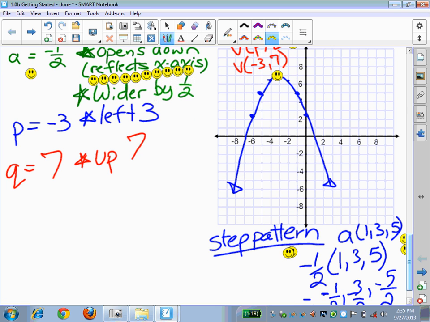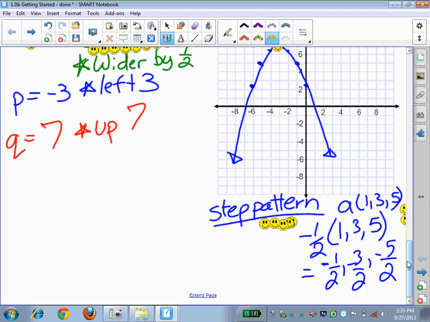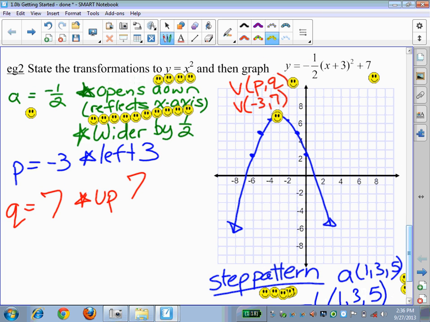Remember here, folks, that the step pattern is A times 1, 3, 5, and in this case, A is negative 1/2. So you multiply negative 1/2 times 1, 3, 5, and you get negative 1/2, negative 3 over 2, and negative 5 over 2. So from your vertex on the graph, as we go over 1, we're going to go down 1/2, right here. As we go over 1, we're going to go down 1.5, and as we go over 1, we're going to go down 2.5. And you do the same in the other direction. Over 1, down 1/2. Over 1, down 1.5. Over 1, down 2.5. And then you draw your quadratic.